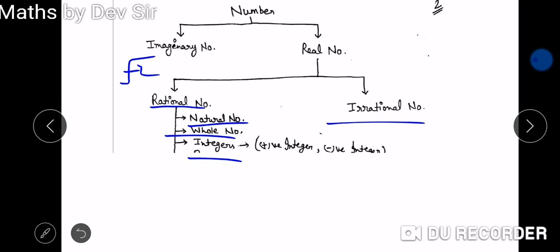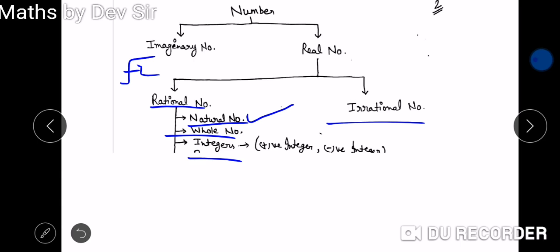Now you are just thinking about the even number, odd number, prime number, composite number, co-prime numbers. So these are not the types of numbers. These are just a part of natural number. So we include these numbers in natural numbers. And I will explain you definition also of rational and irrational number. So let's start from real number.